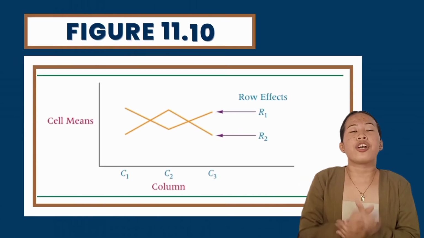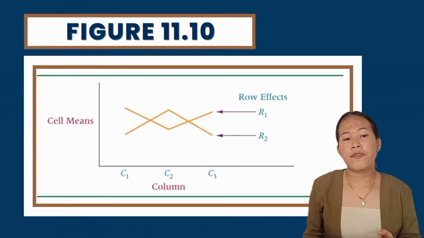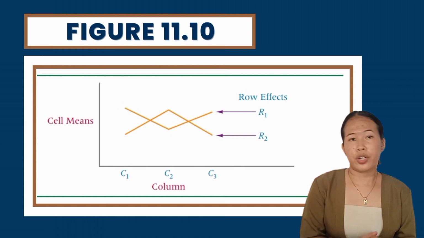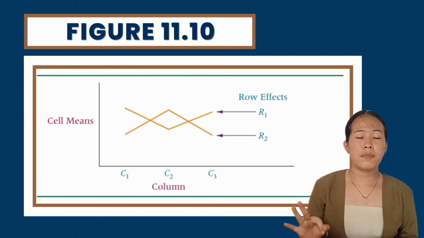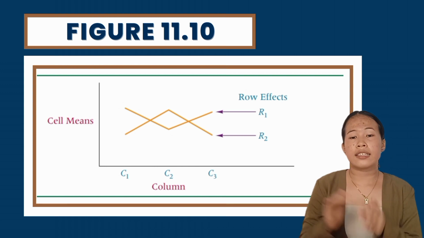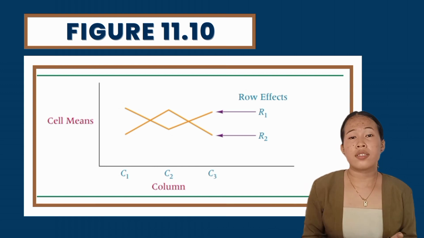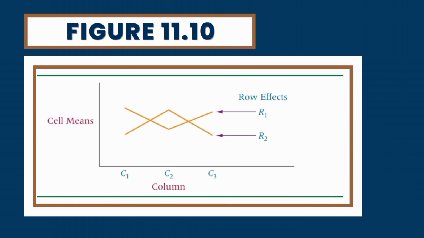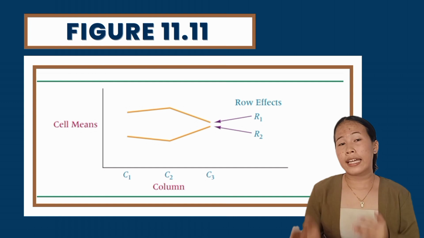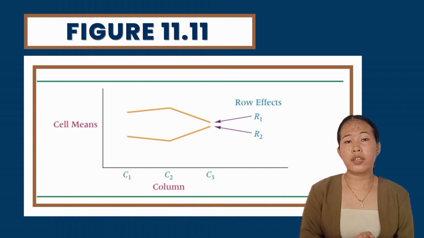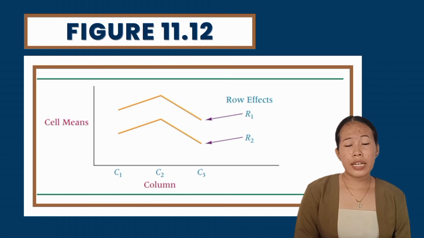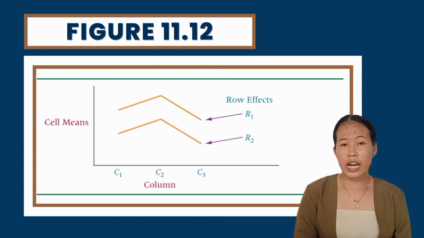As you can see on figure 11.10, it is a graph of the means for each cell in each row in a 2x3, or 2 rows and 3 columns, factorial design with interaction. Note that the lines connecting the means in each row cross each other. In figure 11.11, the lines converge, indicating the likely presence of some interaction. Figure 11.12 depicts a 2x3 factorial design with no interaction.